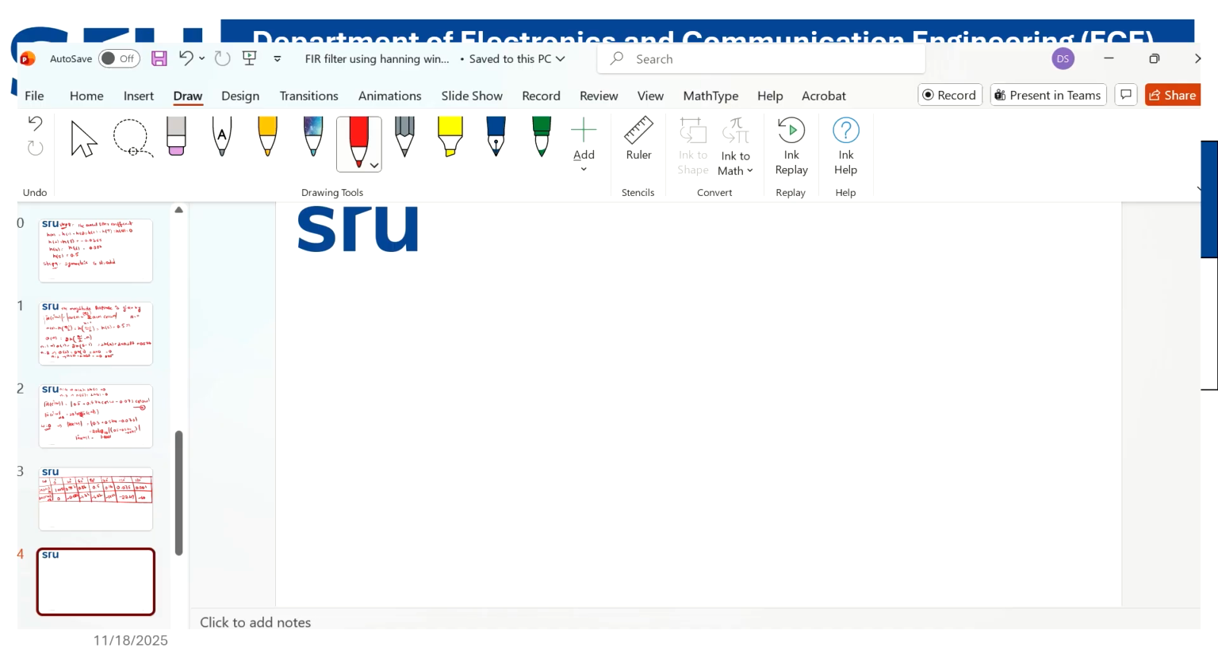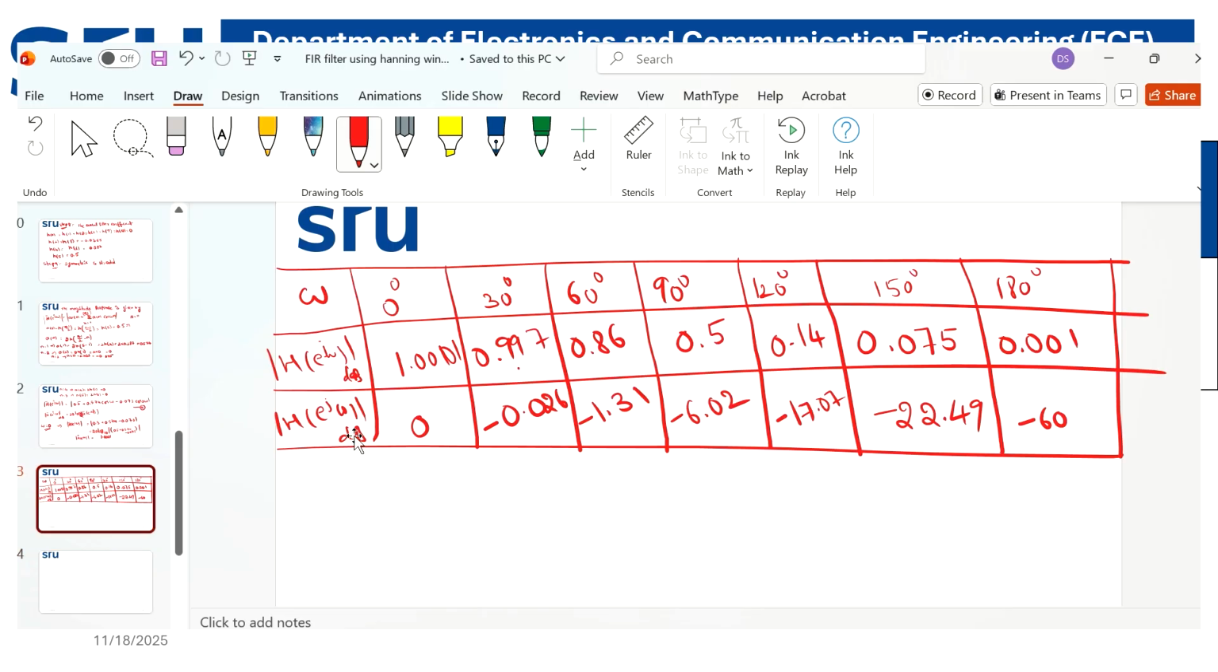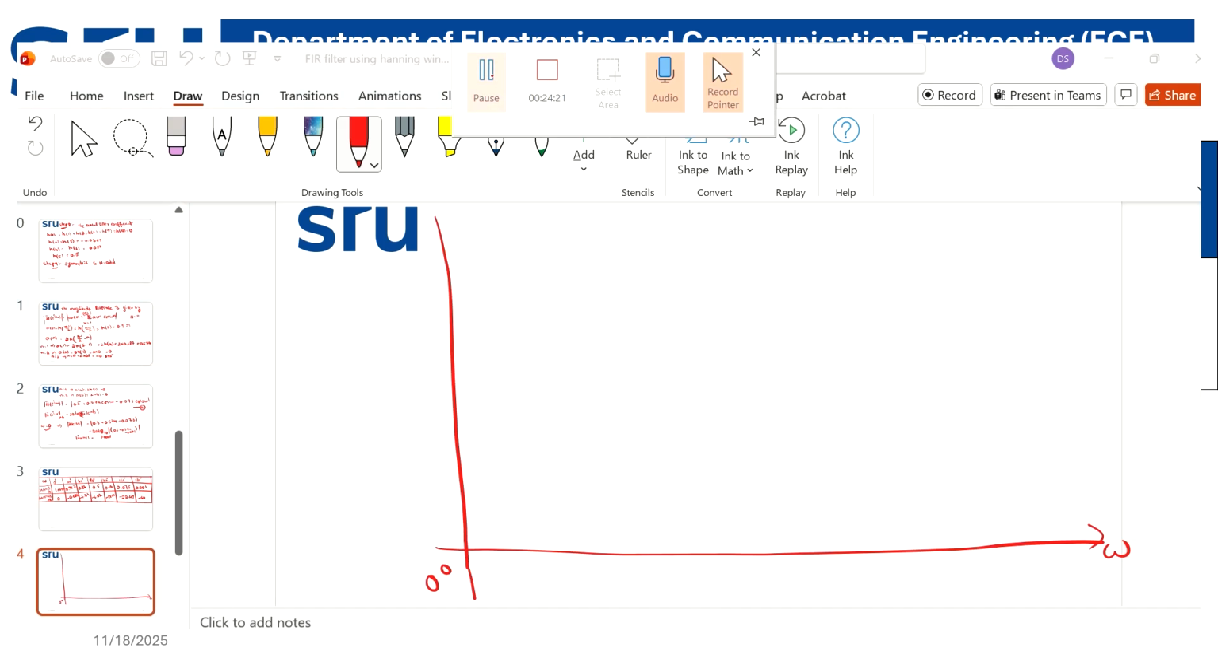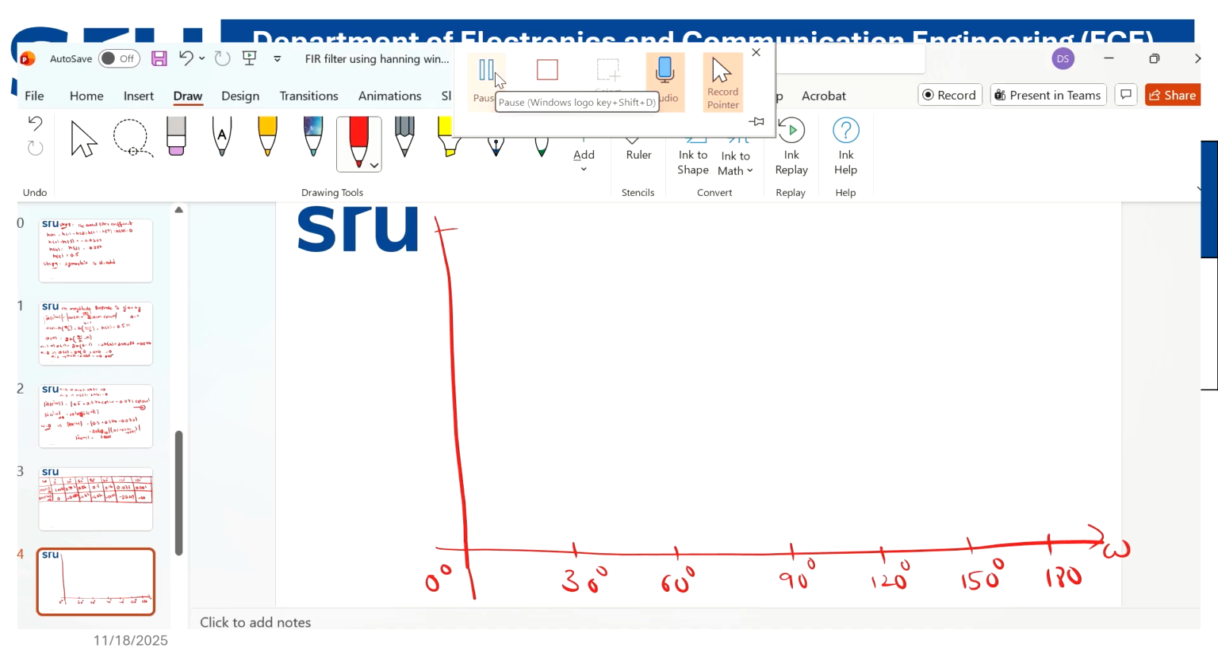Now, x-axis is omega, and y-axis is the magnitude in dBs. 0 dBs, then it is decreasing. The x-axis is omega, then 30 degrees, 60 degrees, 90, 120, 150 degrees and 180 degrees. The y-axis will be the magnitude in dBs. If you look at the table, the magnitude is always decreasing.